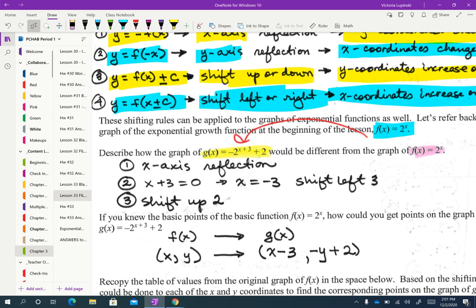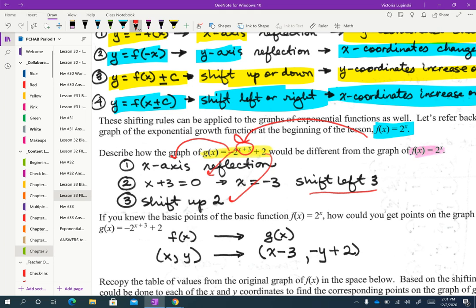So I just number my transformations to keep it straight. First off, because of the fact that there is a negative out front, that's how I know that there's an x-axis reflection. Then up in the exponent, that x plus 3, if I were to set that equal to 0, I would get -3, which is how I know the graph is going to shift left 3. And then that big plus 2 would, of course, mean that the graph was shifting up 2.